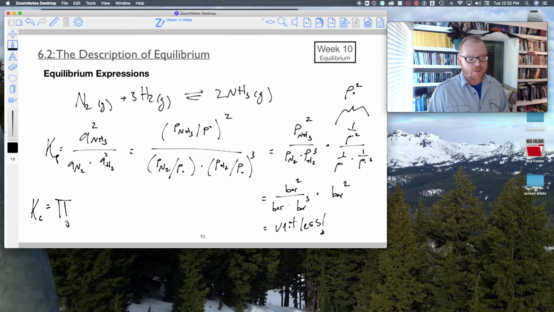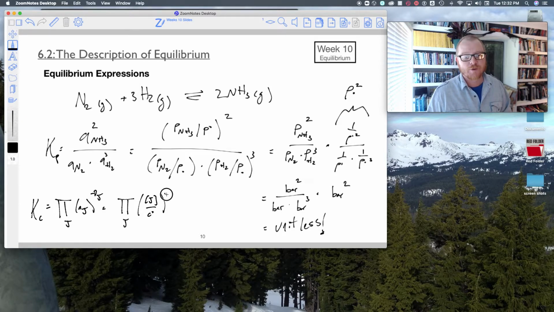The product over all species J of the activity of J raised to the nu J power. Well, I now know that I can write activity in terms of partial pressures, but I could also write activity in terms of concentrations. And so that goes as the following: the product of the molarity of J, expressed in brackets, divided by C standard, all raised to the stoichiometric coefficient, where C standard is exactly 1 mole per liter.